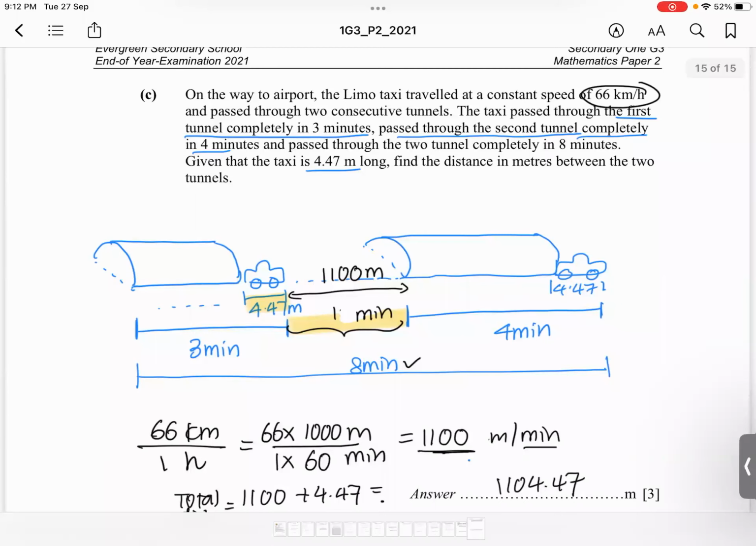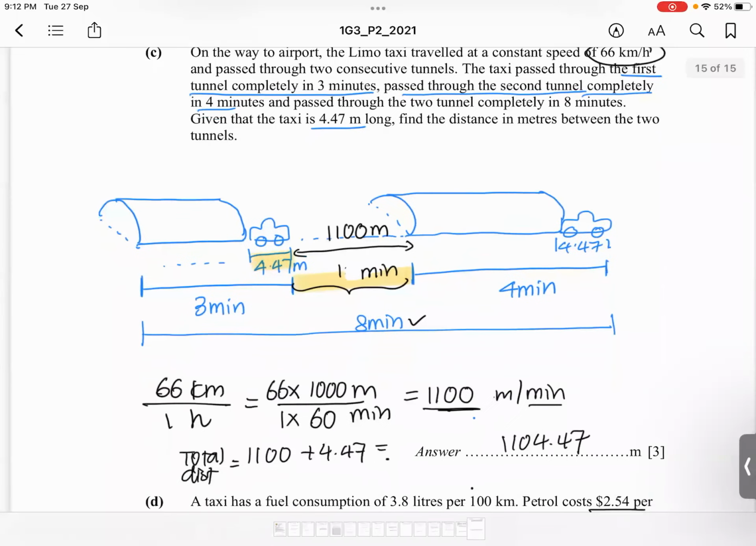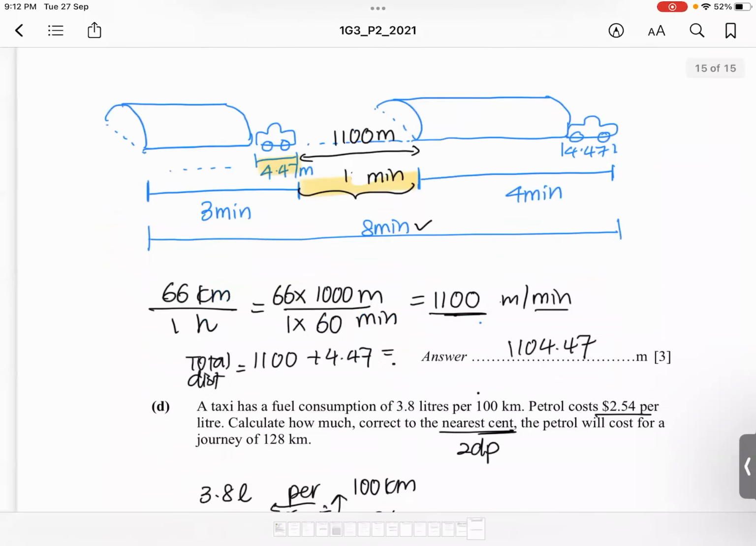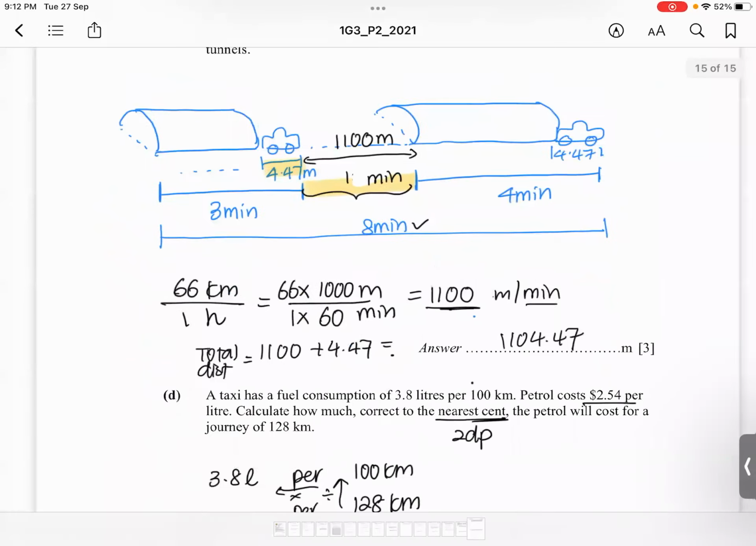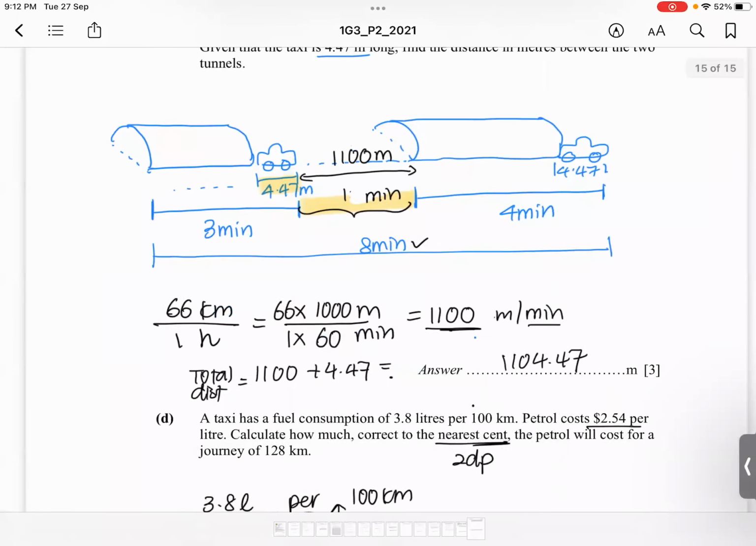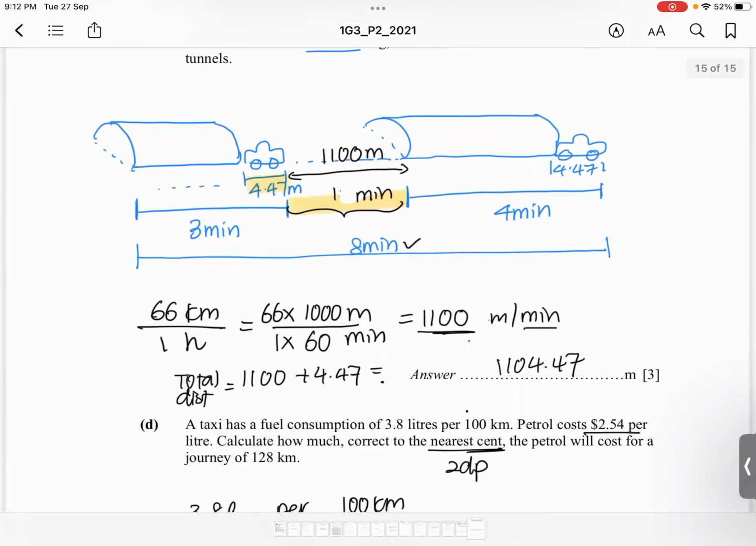Then I thought the distance between the 2 tunnels is 1 minute, because 8 minus 7. Yeah, correct. It is 1 minute, but for the 1 minute you need to change the speed and then multiply it by the 1 minute. So you just need to change the speed to meters per minute. So your idea is still correct.